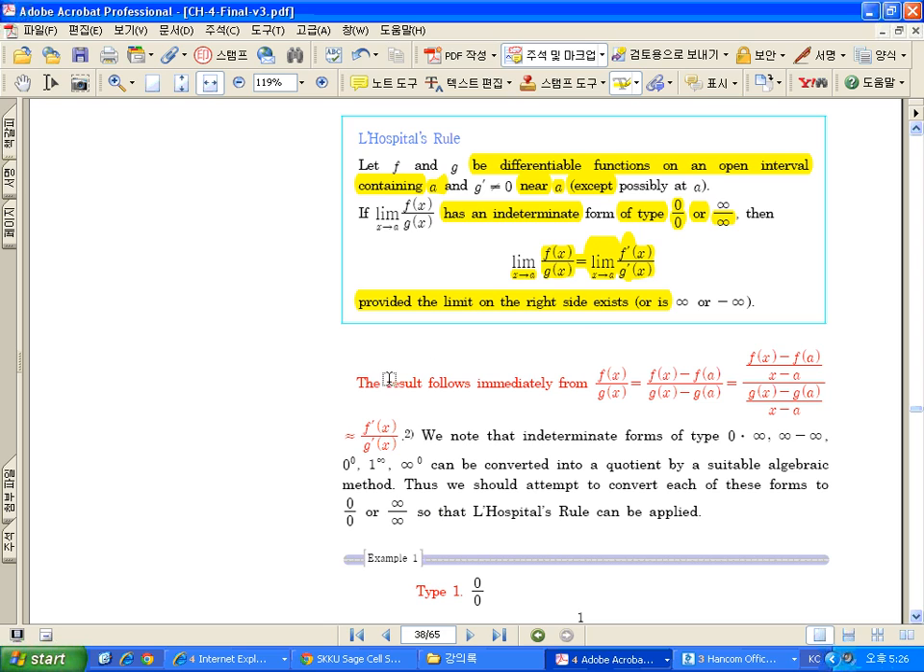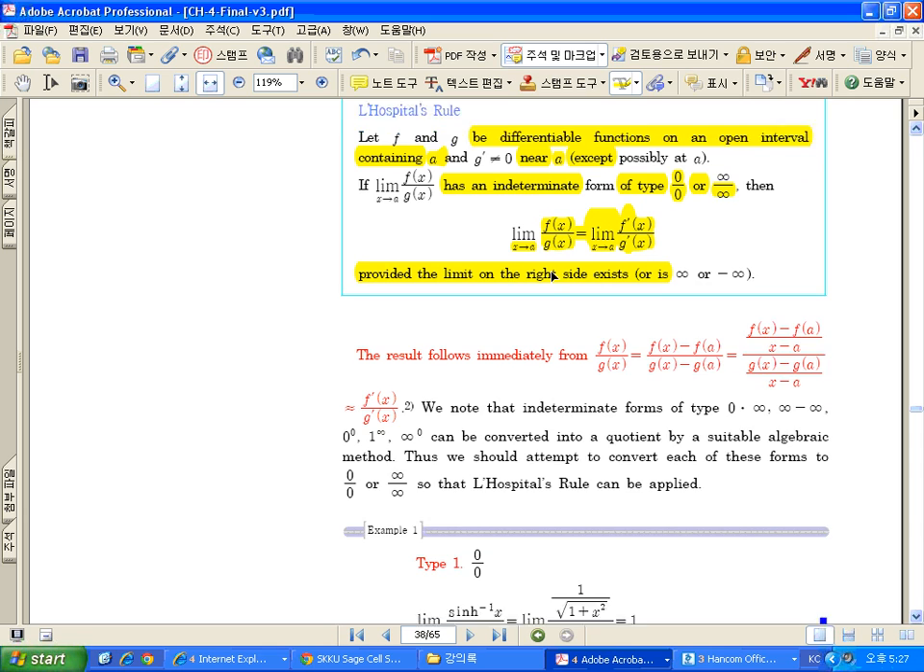This result follows immediately from this relationship. f of x over g of x can be written in this way, and this can be written in this way. So from this relationship, we can easily produce L'Hopital's rule.